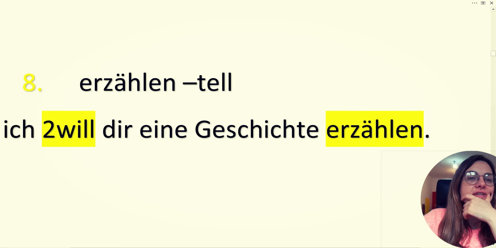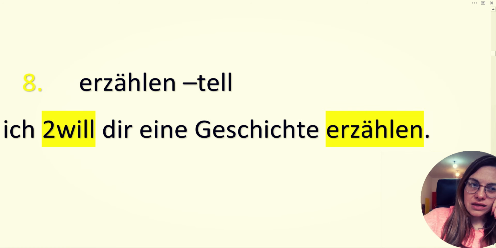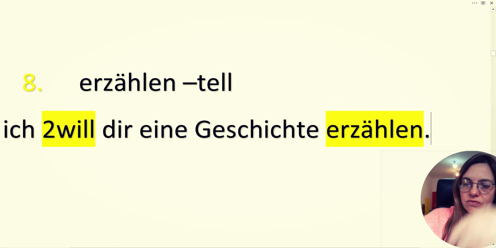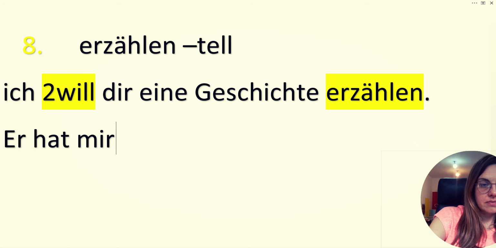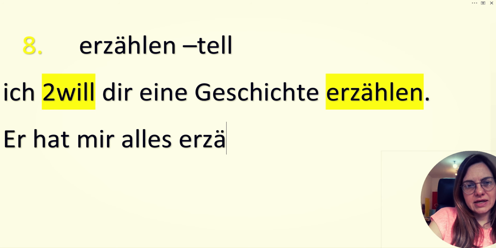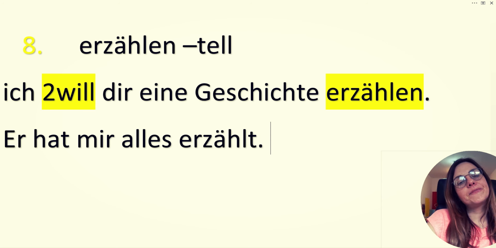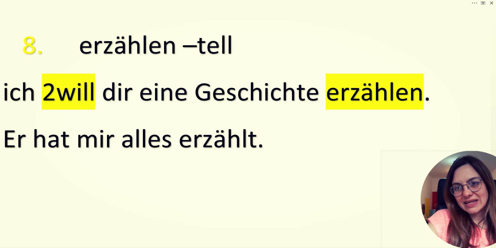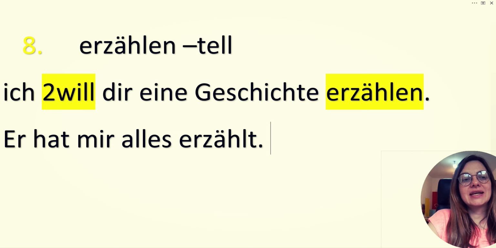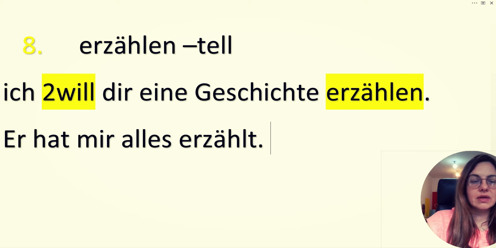Okay, then we have erzählen, and that's to tell. Ich will dir eine Geschichte erzählen. We can put it in perfect saying, er hat mir alles erzählt, zum Beispiel. He told me, or he has told me alles, everything. Er hat mir alles erzählt.